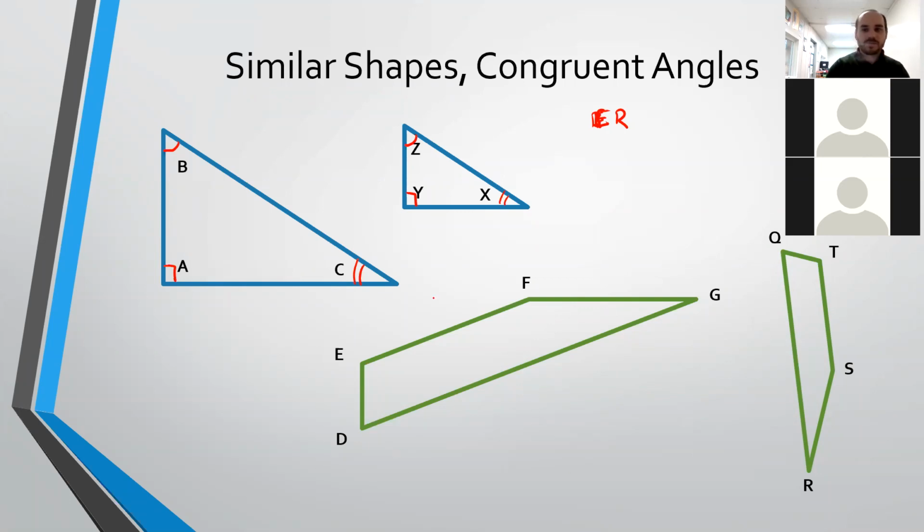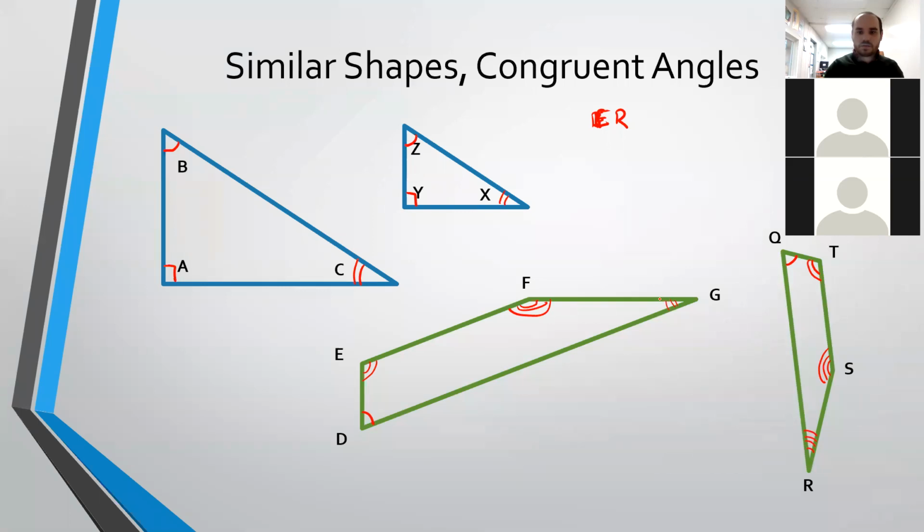I'm going to start going over some of the pairs. So D in this bottom left corner and Q are our congruent angles in this case. E and T are congruent angles. F and S are congruent angles. It's so hard to write out all these lines. And R and G are congruent as well.